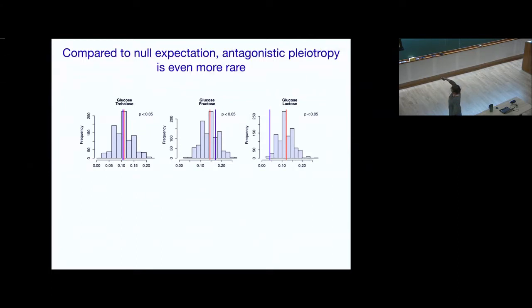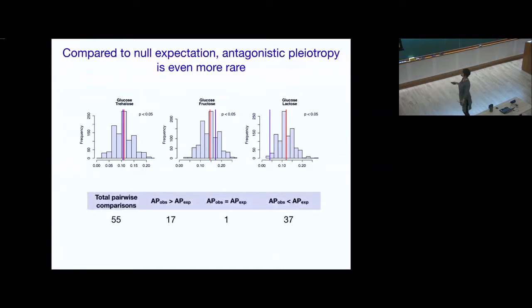So for example, for each of the resource pairs, if we ask how often do we see antagonistic pleiotropy versus what we expect from the null, and we tabulate everything, of a total 55 pairwise comparisons for all the resources, 17 cases are where we observe more antagonistic pleiotropy than expected, 1 case where it's exactly equal, and 37, which is the overwhelming number, where antagonistic pleiotropy is rarer than expected. So again, all of this suggests that across different resources and across pairwise comparisons, antagonistic pleiotropy is not very frequent.